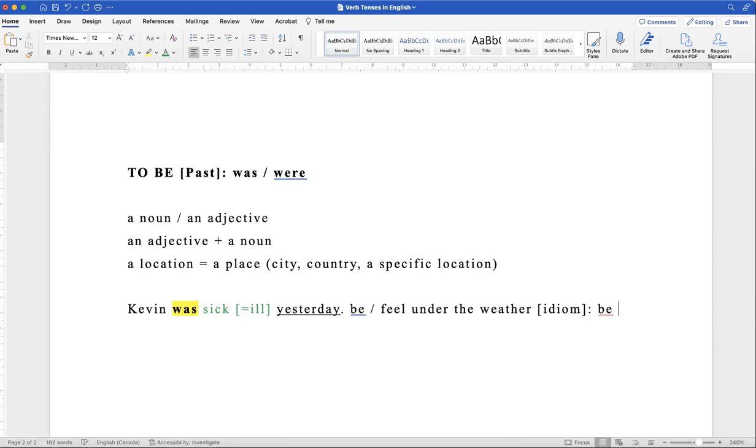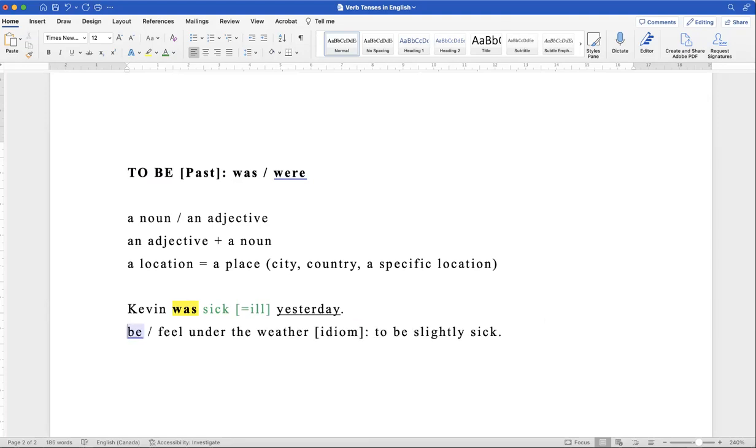So be slightly sick. To be slightly sick or ill. Okay, but this is not our topic now. This is just extra information. Okay, so here when I say Kevin was sick yesterday or ill yesterday, I mean an adjective because sick is an adjective. So here we used an adjective after to be past form. Again, why we used was, were? Because we are talking about the past.